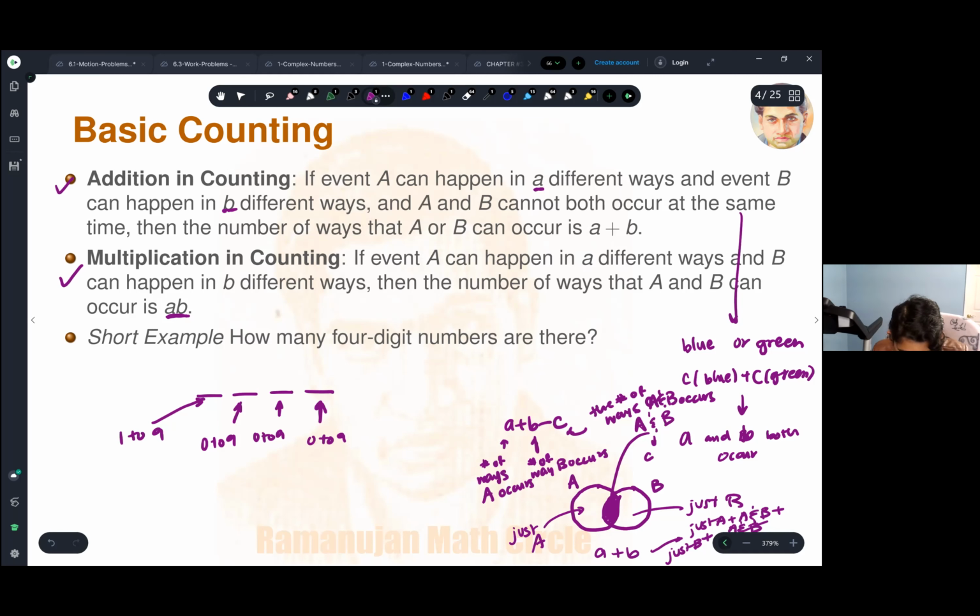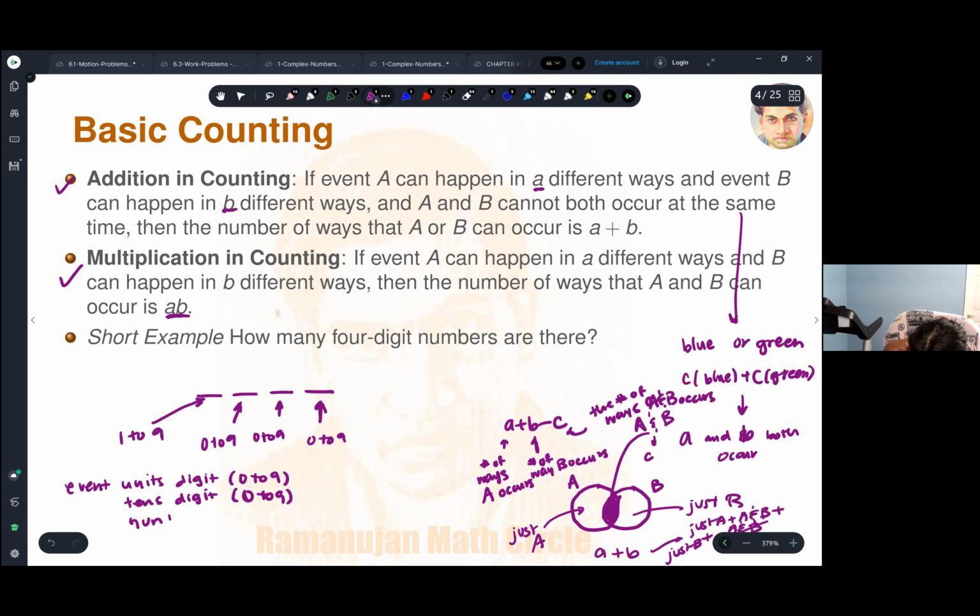So our combination is the events that we want happening. The unit digit is a number from 0 through 9. The tens digit, 0 to 9.